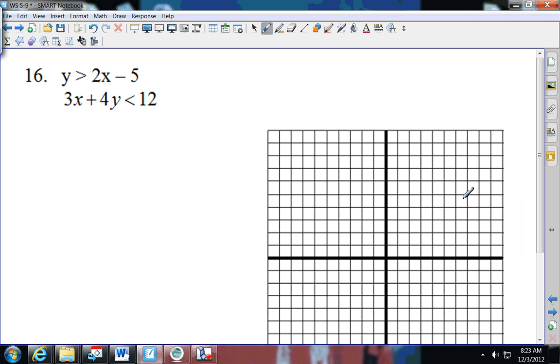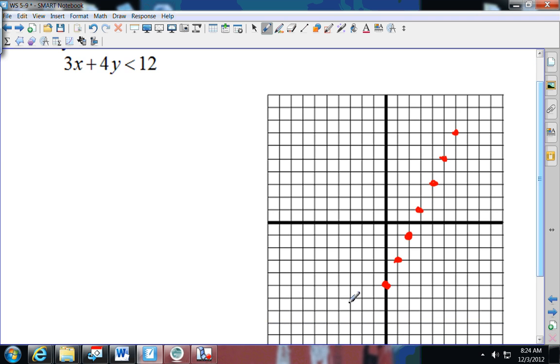So graphing the first line, I'm going to plot negative 5. 1, 2, 3, 4, 5. I'm going to plot the slope of 2. So 2 tells me to go up 2 to the right 1. Up 2 to the right 1, and I'll keep going. Is this going to be a dashed or a solid line? Dashed. All right, so let me move down here. I'm going to go down 2 to the left 1.